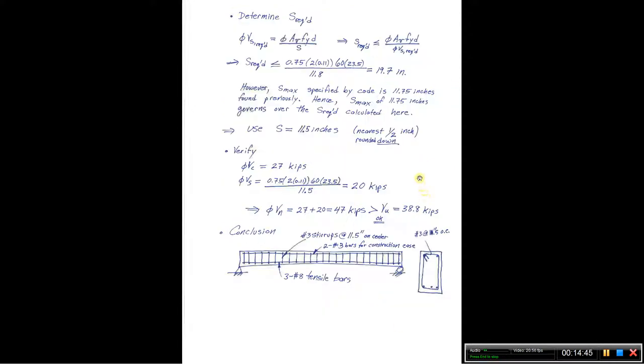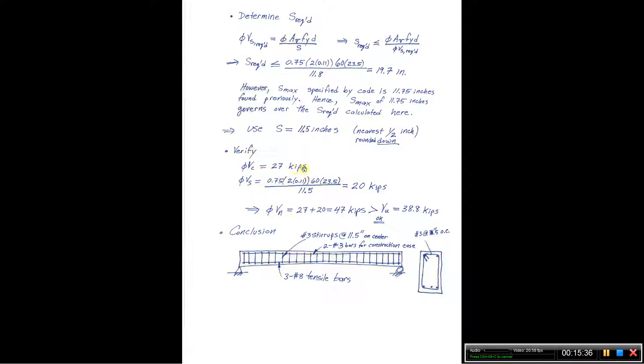So what this says to us is that even though we only need those bars at about 20 inches on center, we can't do more than 11.75 inches. And so we will use that maximum there. In this case, I'm just going to round it down to a simple number. Notice I didn't round up, I rounded down, because that means it's a tighter spacing, making it certainly fall within the 11.75. But to the nearest half inch, we have 11.5 inches. And with that in hand, we can verify that our phi V sub N is indeed correct.